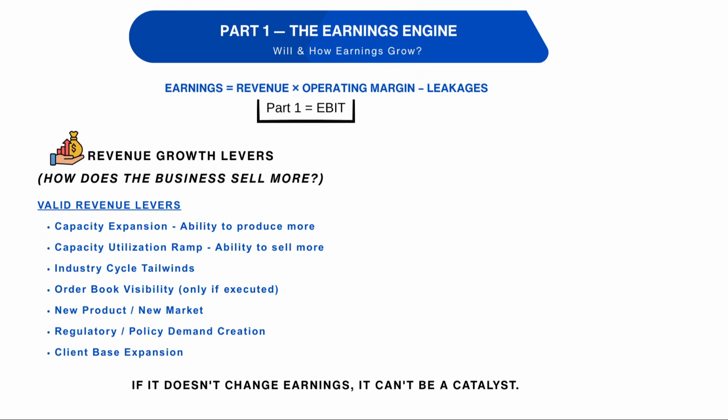So suddenly the client base expansion happens, moving from one or two large clients to multiple customers. So the one important point for us to remember from the revenue lever point of view, if you are trying to identify the revenue levers, is that if any of the factors doesn't clearly increase the revenue, it is not a catalyst.